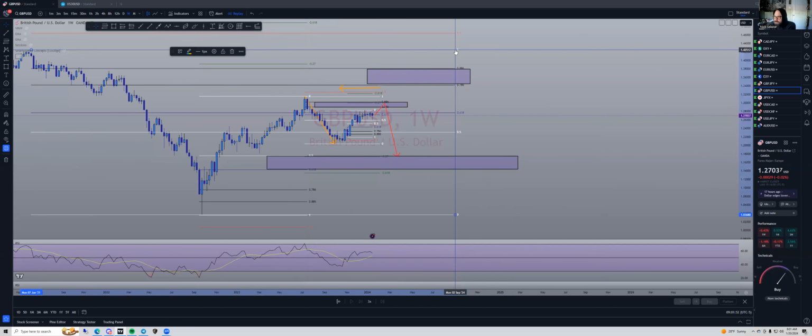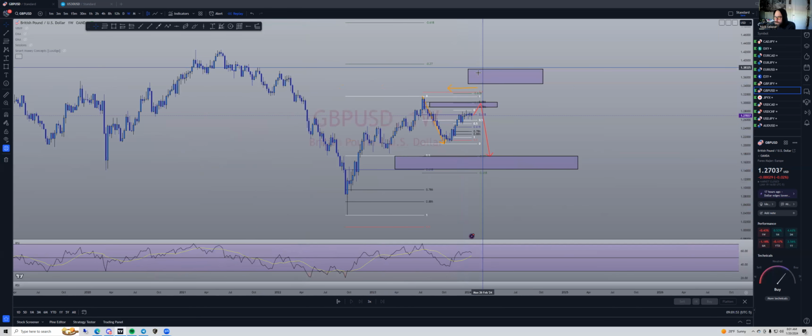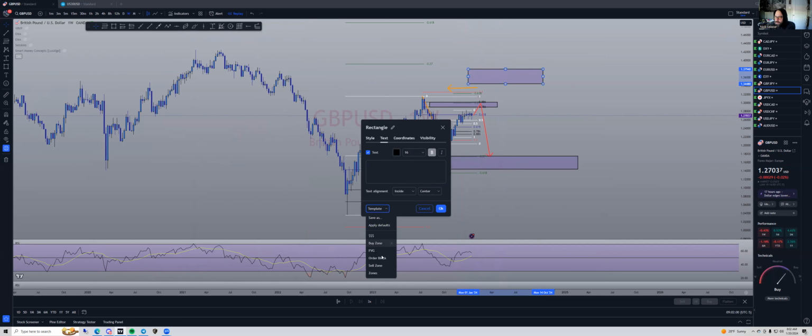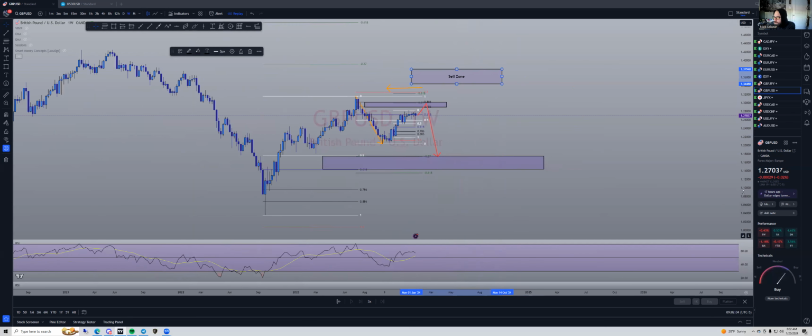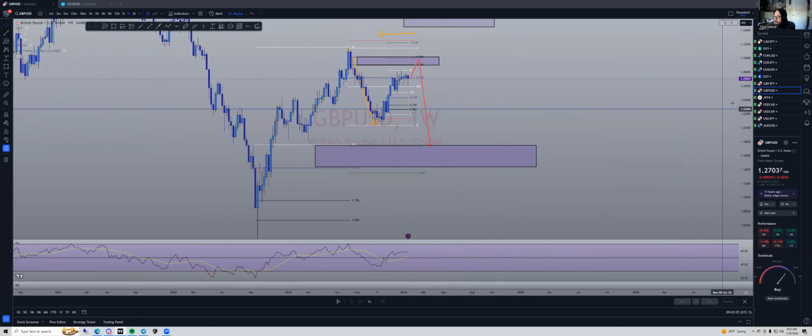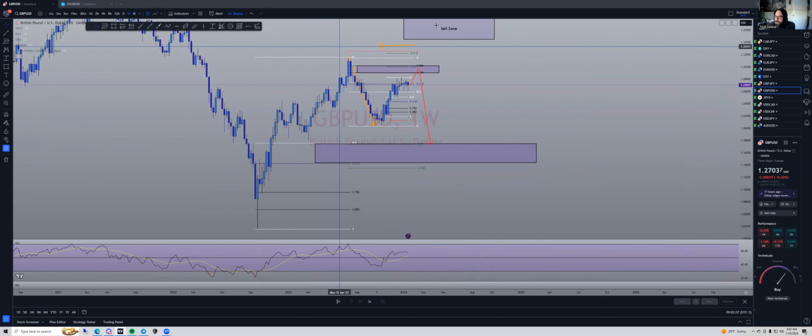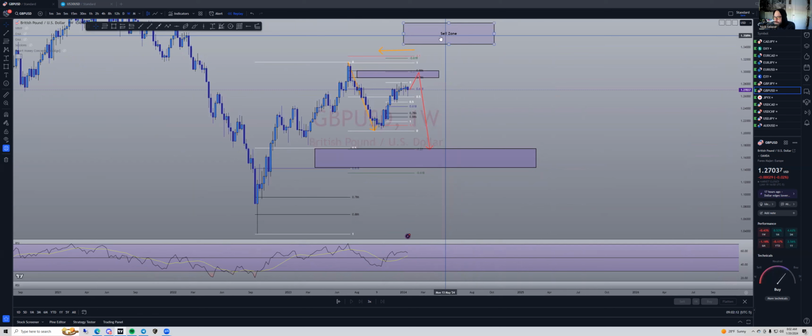Let me delete some of these fibs. Okay, let me delete this. We'll just level this sell zone. Know that it needs to get there. Okay, that's on a big time frame. Okay, so let's think about market flow. We know that price needs to get up here. We think price needs to get up there, right?